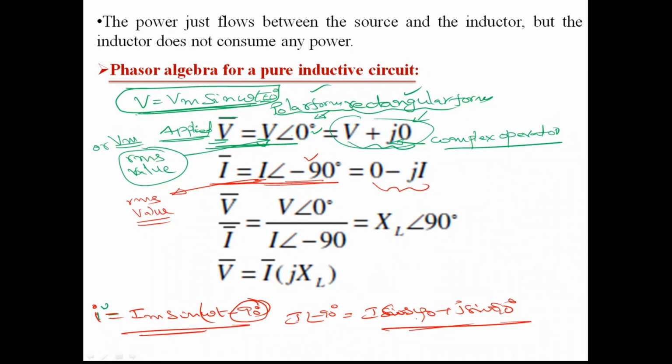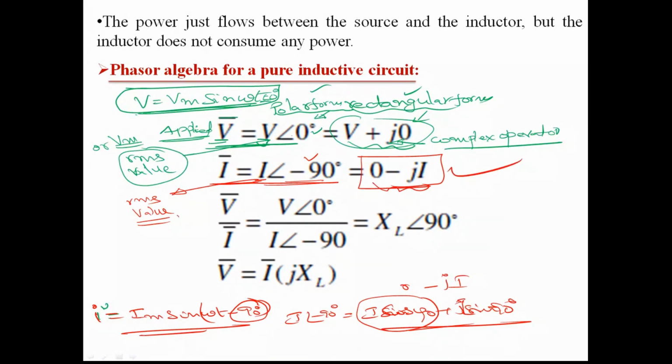Right. Therefore, cos 90 is 0, and minus j I. So sin of minus 90 is minus sin 90, which is equal to 1. So that is why the rectangular form of the current is represented in this way.